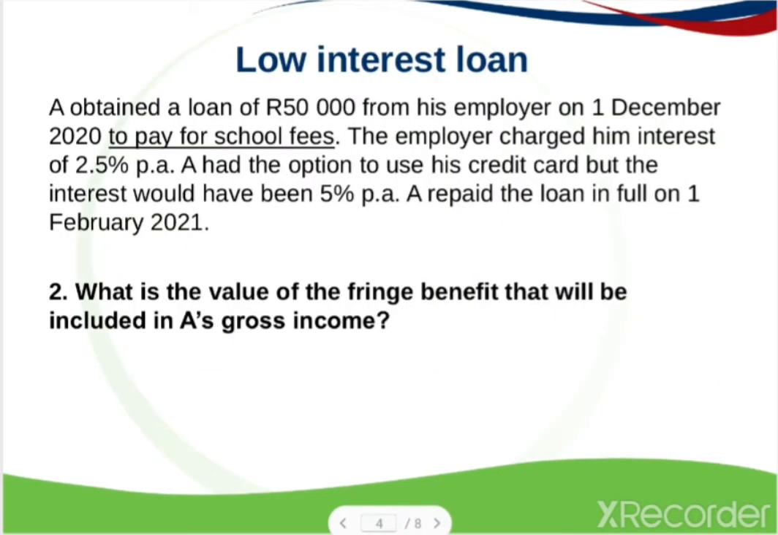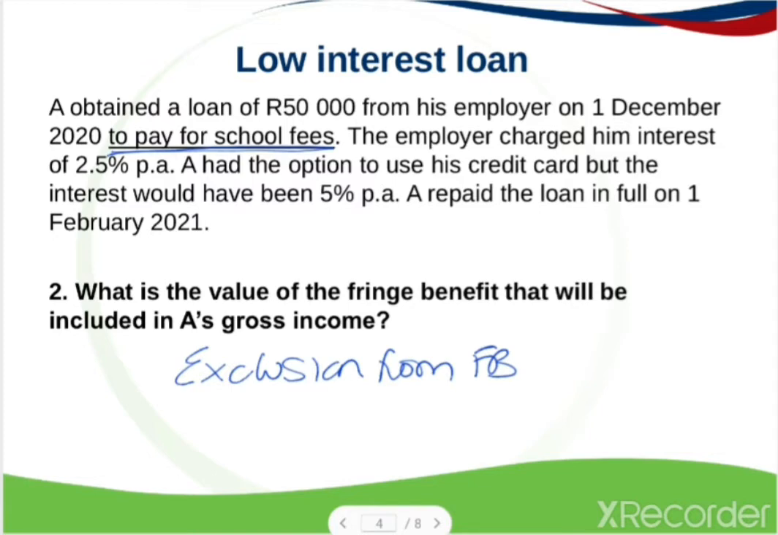The second question has the same facts, except now I've changed what he is using the loan for. He's using it to pay for school fees, and we know that that is an exclusion. So it's excluded from the fringe benefit, and it would not trigger any fringe benefit. There would be a zero included in his gross income.